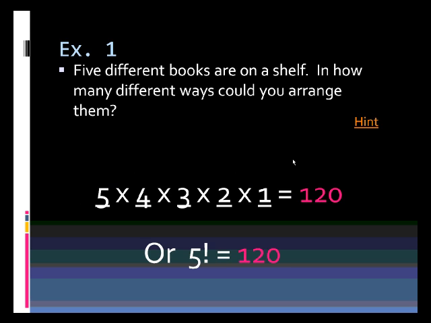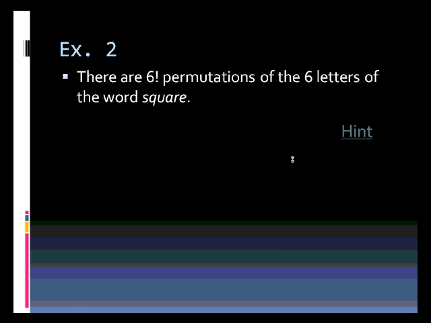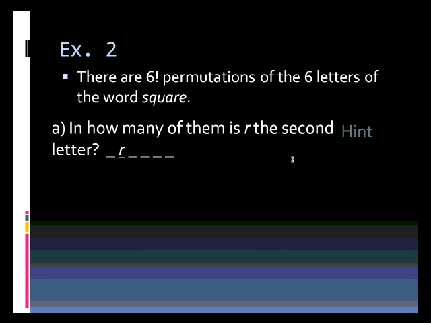Look at the next one. This time it tells us that there are 6 factorial permutations of the 6 letters in the word square. Would you agree with that? 6 letters, we can arrange them 6 factorial different ways. Now, in how many of those ways is R the second letter? So I want you to think about this for a second. Try not to call it out. Think about what this might look like.